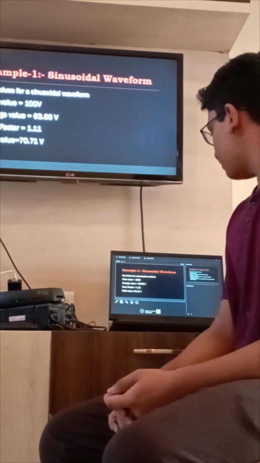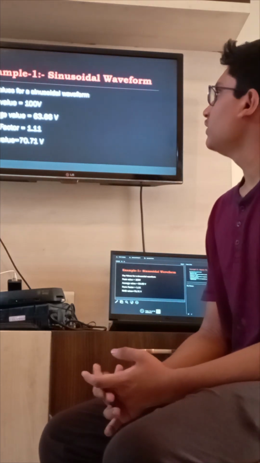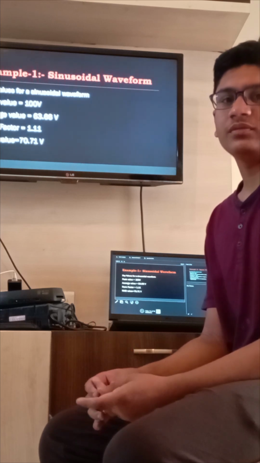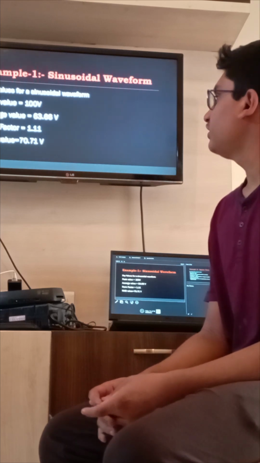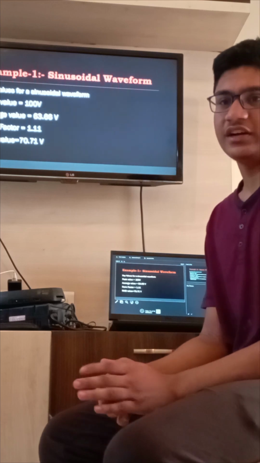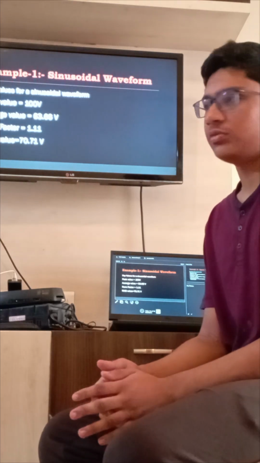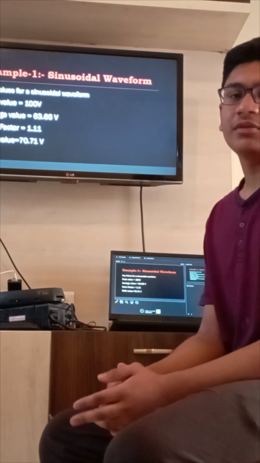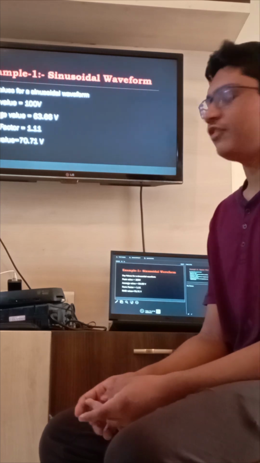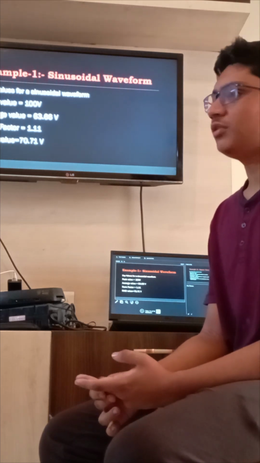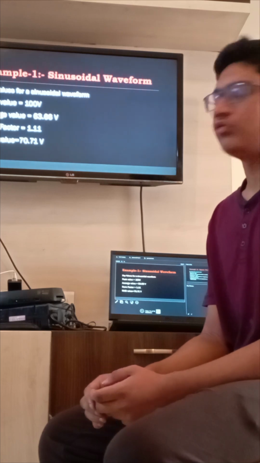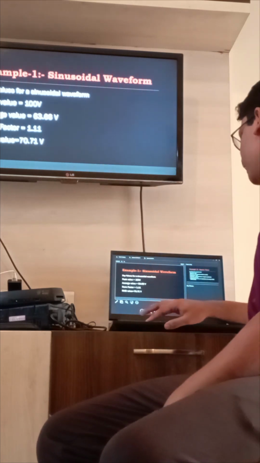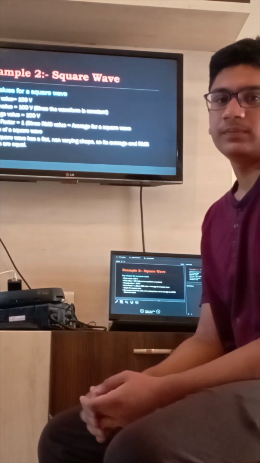Now let us take an example for a sinusoidal waveform. Peak value 100 volts, average 2 V naught by pi, which is 100 into 2 by pi, 63.66 volts. And the form factor we have found out is RMS by average. RMS is V naught by root 2, which is 70.71 volts. So the form factor is greater than 1 and constant for a sinusoidal waveform: 1.11.